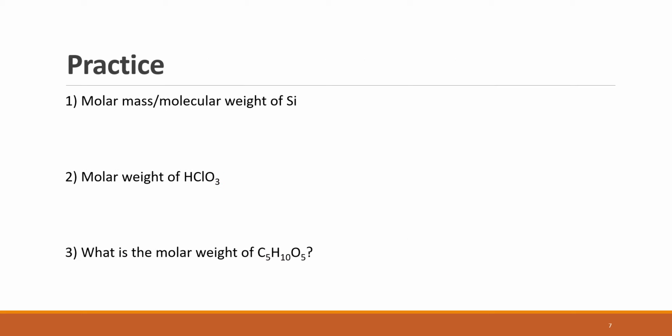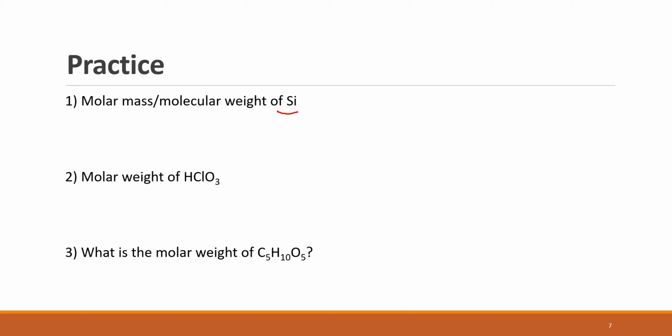Let's look at some practice problems. Feel free to pause and try these on your own to check your answers. For molar mass, or molecular weight of silicon, so number 1 here, notice this is not a chemical formula. This is an element by itself. So this is the easiest question you will get referring to molar mass. All you need to do is find silicon on the periodic table and find what its mass is and report it with units of grams per mole.